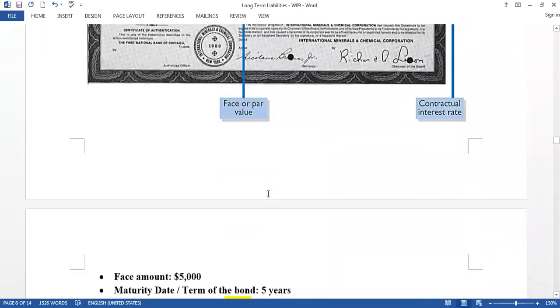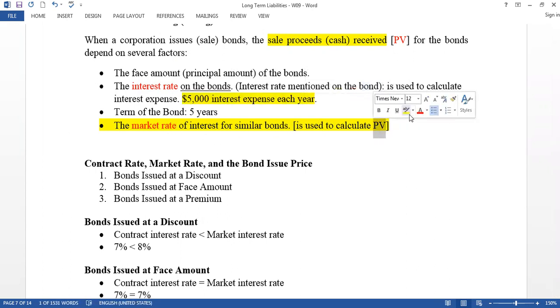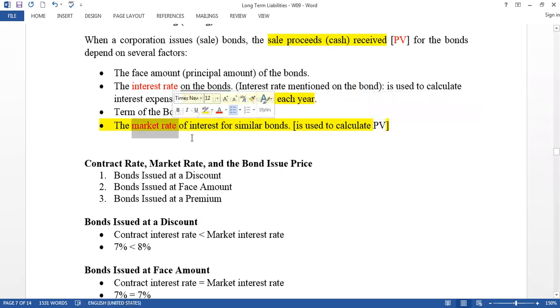So when we are going to calculate the present value, the market rate is used to calculate the present value. You understand? The question will give us the market rate. The question will give us the interest rate mentioned on the bond, okay? We are going to use the interest rate mentioned on the bond to determine the amount of interest expense. But when we calculate the present value of this money, we are going to use the market interest rate.